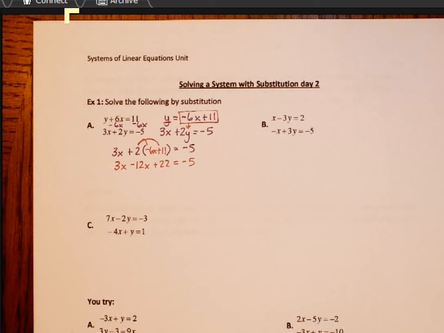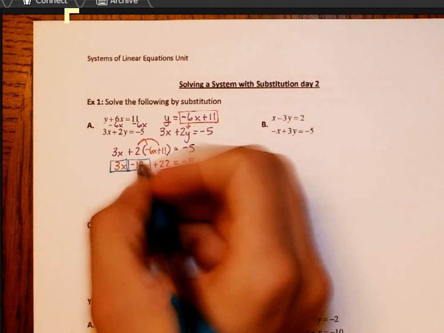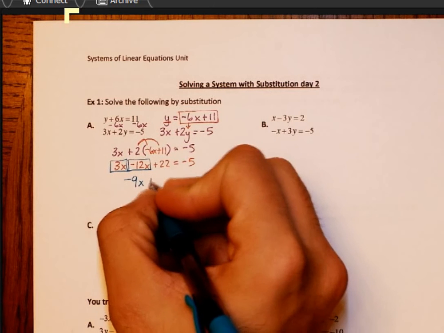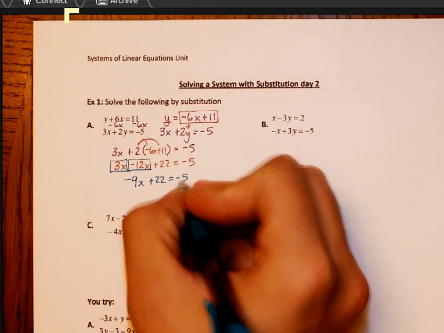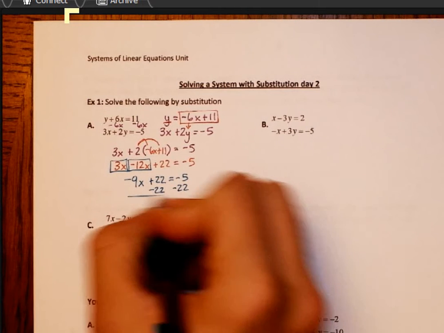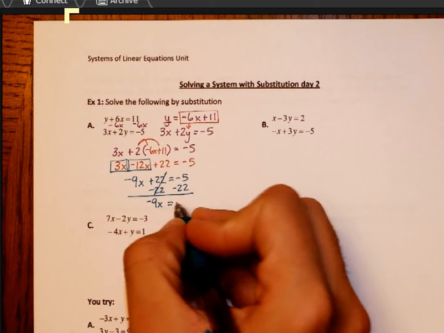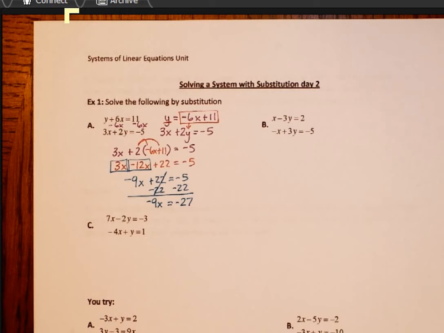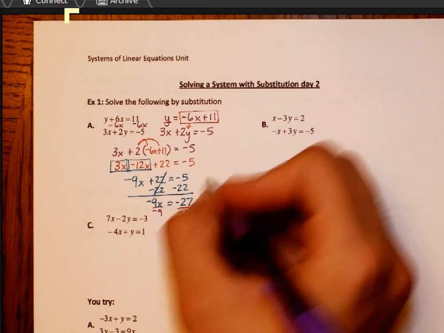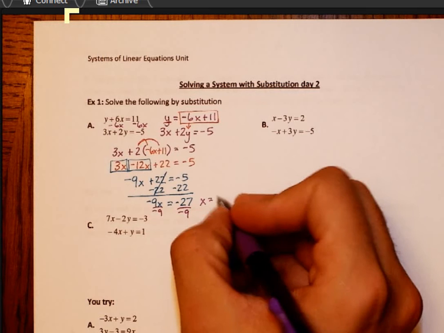Now I want to combine like terms. So 3x minus 12x is negative 9x. Bring down the plus 22, all equal to negative 5. And now I'm going to subtract 22 from both sides of the equation. So negative 9x plus 22 minus 22 cancels out, equals negative 27. In order to get x by itself, divide both sides by negative 9. And I get that x is equal to, a negative divided by a negative is a positive, 27 divided by 9 is 3.